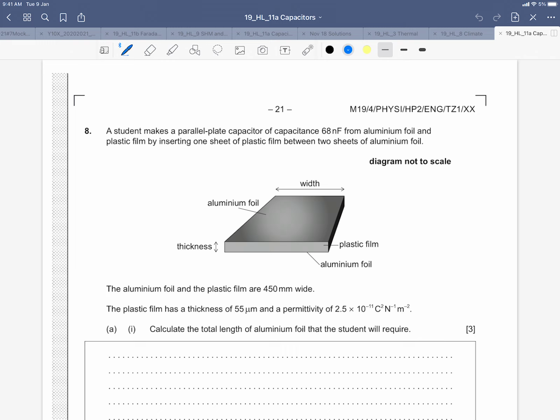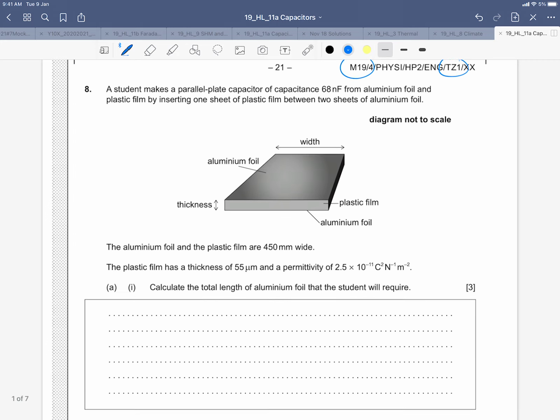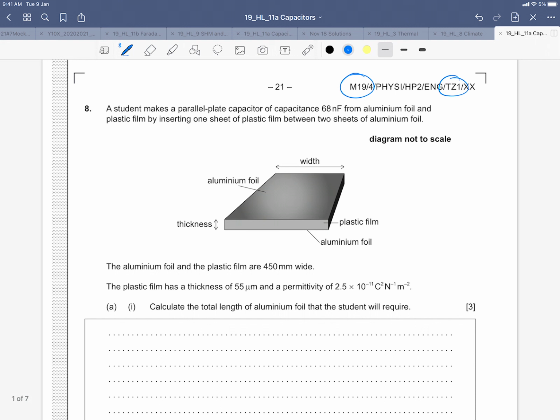Okay, hello everyone. So in this video we're going to be going over 2019, all the capacitor questions in the exam papers from 2019. So we're going to start off with May 2019, time zone 1, and the capacitor question looks like this.